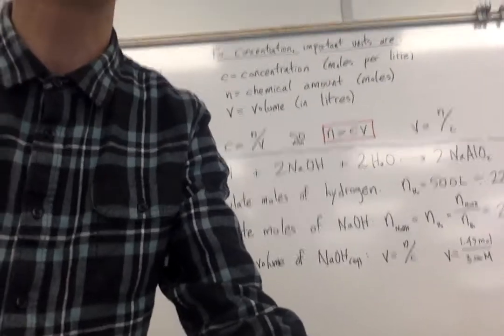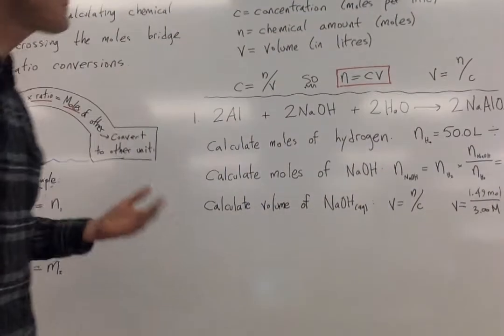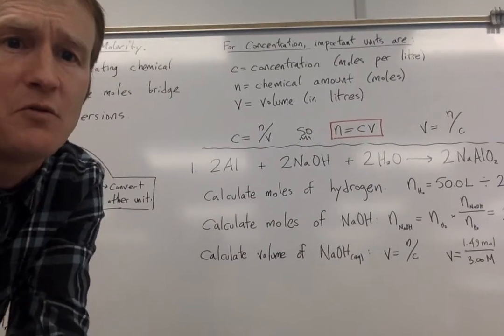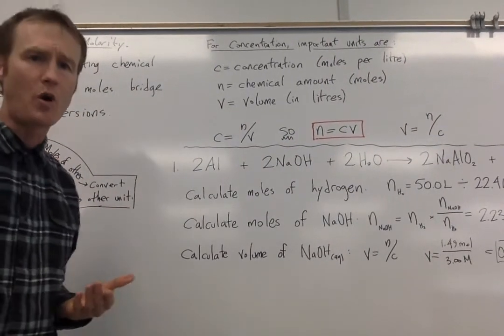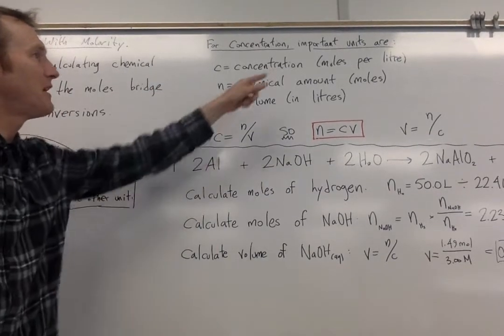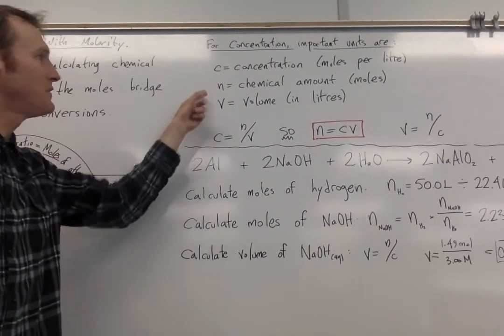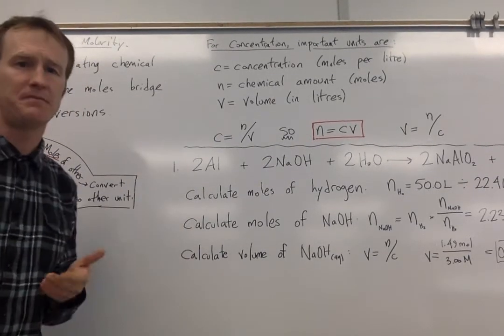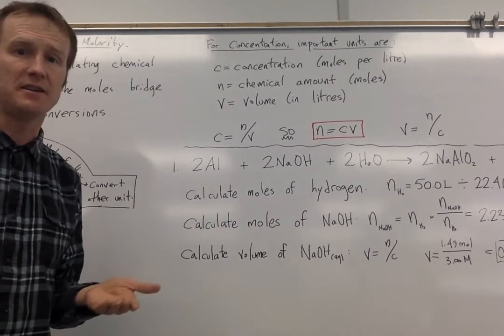Those are 3 equations that you have. The units of interest for examining solutions in a quantitative way are C for concentration, which is measured in moles per liter, n, which is your chemical amount, measured in moles, and V, which is your volume. The SI unit for that is liters.